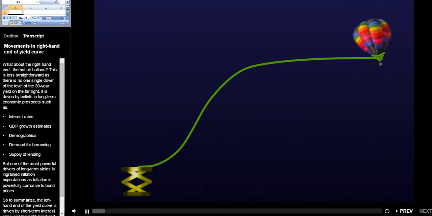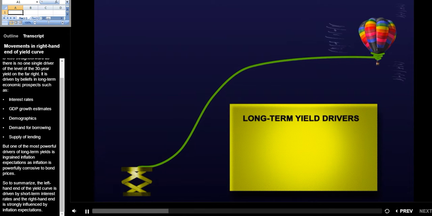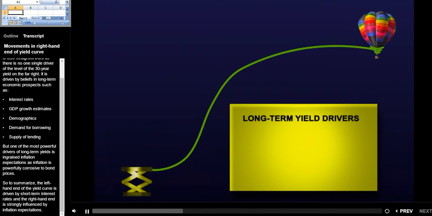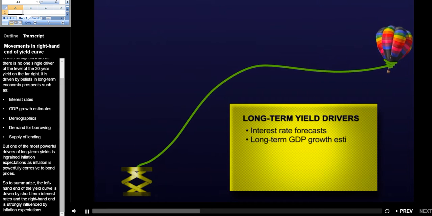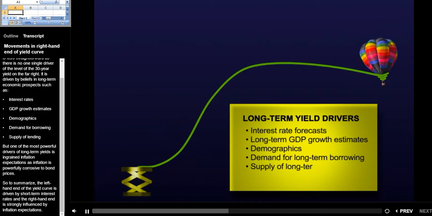What about the right-hand end, the hot air balloon? This is less straightforward as there is no one single driver of the level of the 30-year yield on the far right. It is driven by beliefs in long-term economic prospects such as interest rates, GDP growth estimates, demographics, demand for borrowing, supply of lending.